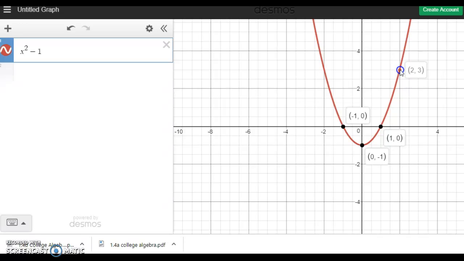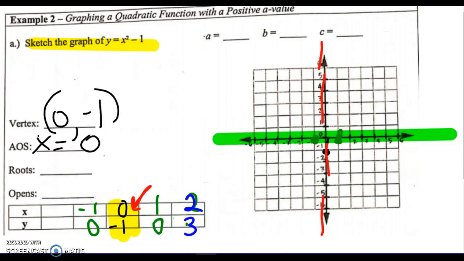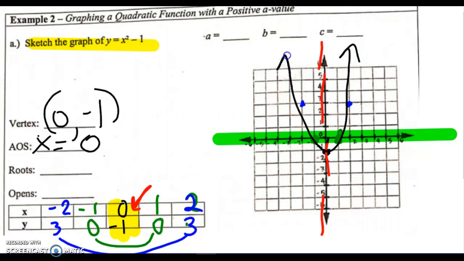Yes, 2, 3. Okay, so what if I put negative 2 in? Hey, negative 2, I get 3 as well. So I'm going to go back here and fill that in. Negative 2, 3. Do you see how these two match up, and then these two match up as well? Over 2, up 3, and then it just reflects over here. Is that making a parabola? The answer is yep. So I'm going to do my best to draw that.